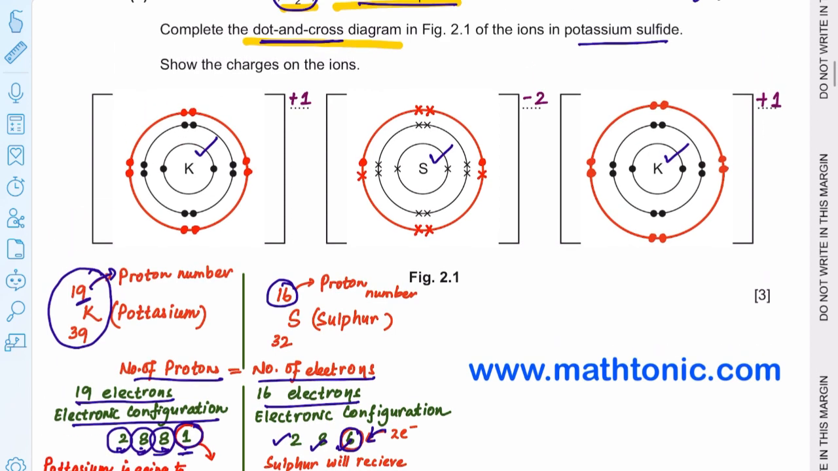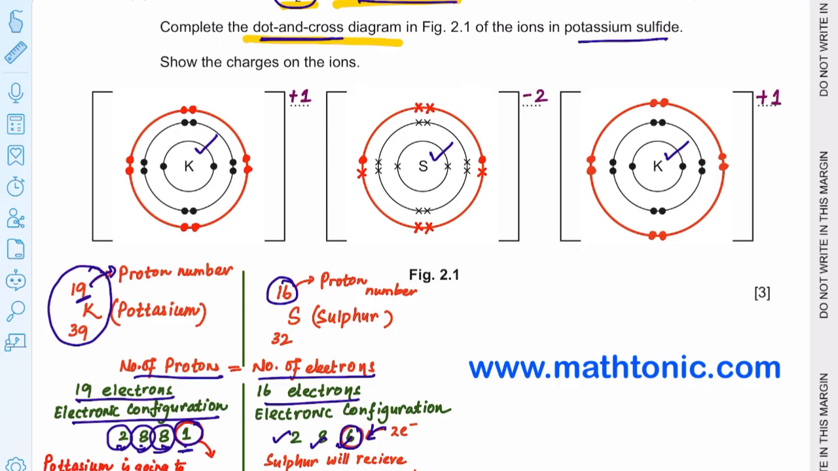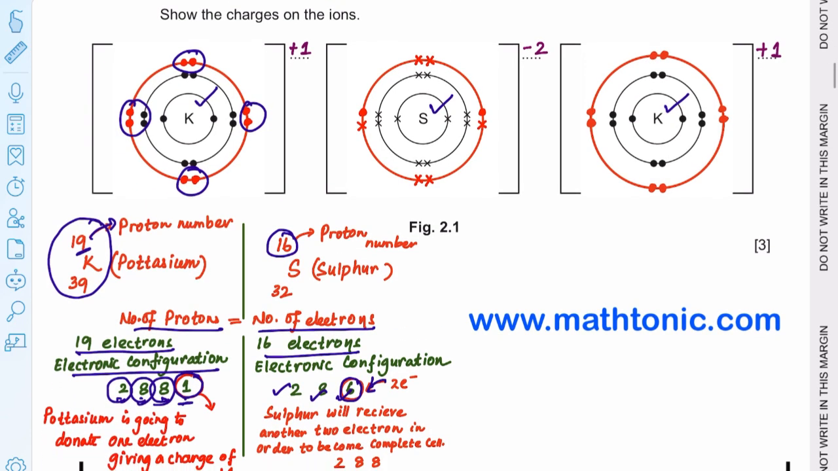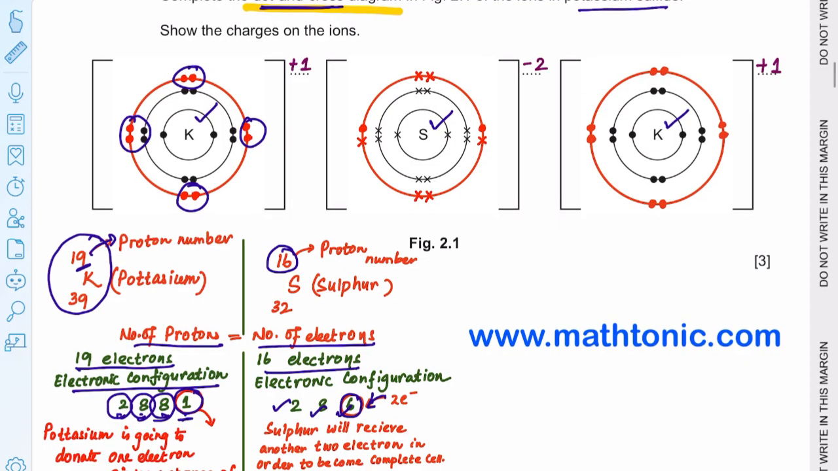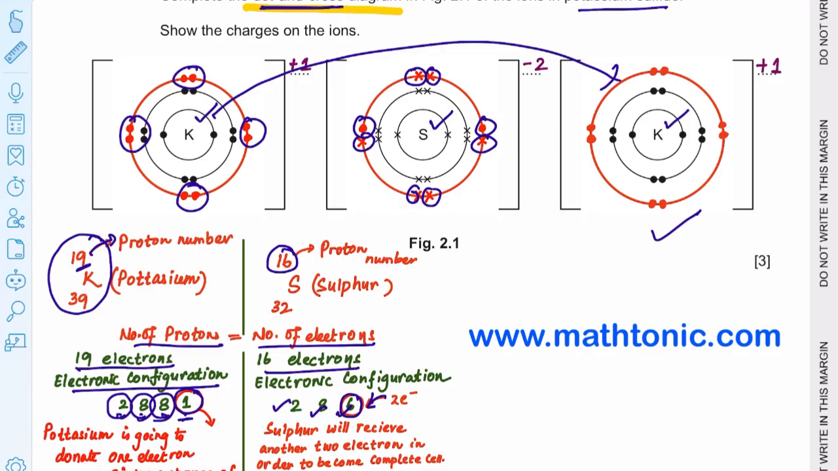Got it? So this is 2, this is 2, this is 2 and this is 2, and this is 8 electrons, you can see here. In sulfur, the outer shell has 1, 2, 3, 4, 5, 6 electrons, and it needs 2 electrons. That's why I've given the dots here. This is exactly the same with potassium as well. Do you understand everyone clearly?